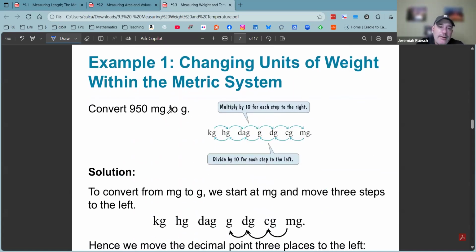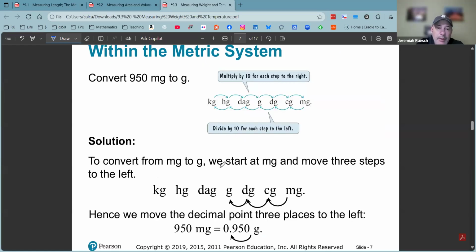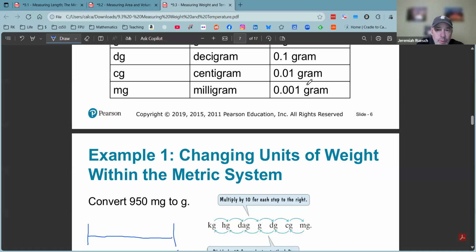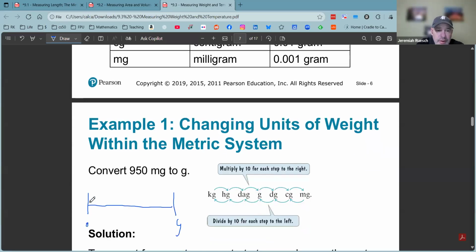So say we want to go from 950 milligrams to grams. Okay, so what do we have here? Well, milligrams are a very small measure, and we want to move to grams, which is a very big measure. So I'm going to use this analogy just to show the comparison. This is a gram, and this is 0. For every 1 gram, there are 0.001 grams, or another way of saying that is that there are 1 over those. So there's 1,000 of these little marks.